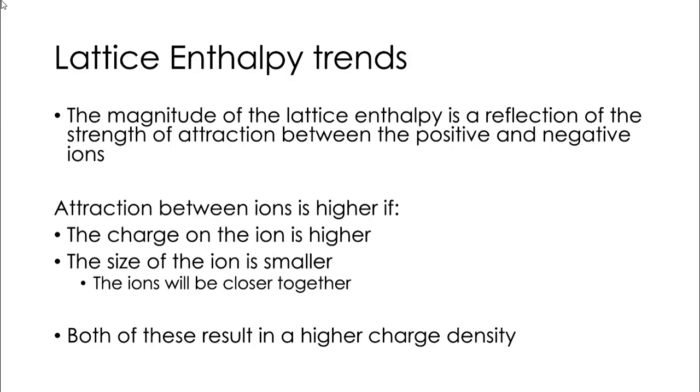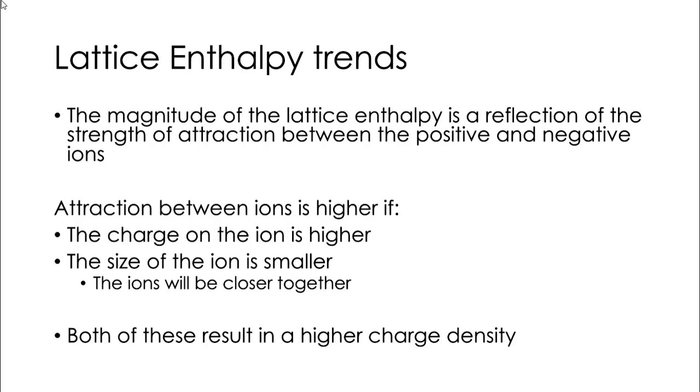So in terms of trends of lattice enthalpy, if we're given two compounds, we need to be able to predict which one is going to have the highest lattice enthalpy. In order to answer this question, we need to think about what lattice enthalpy is. It's easier to think about lattice enthalpy of dissociation, but the arguments are the same for formation. For dissociation, we're trying to break the ionic bond, so we're trying to break the attraction between the positive and negative ions. The greater that attraction is, the more difficult it is to overcome. So the greater the attraction between the positive and negative ions, the bigger the value for the lattice enthalpy.